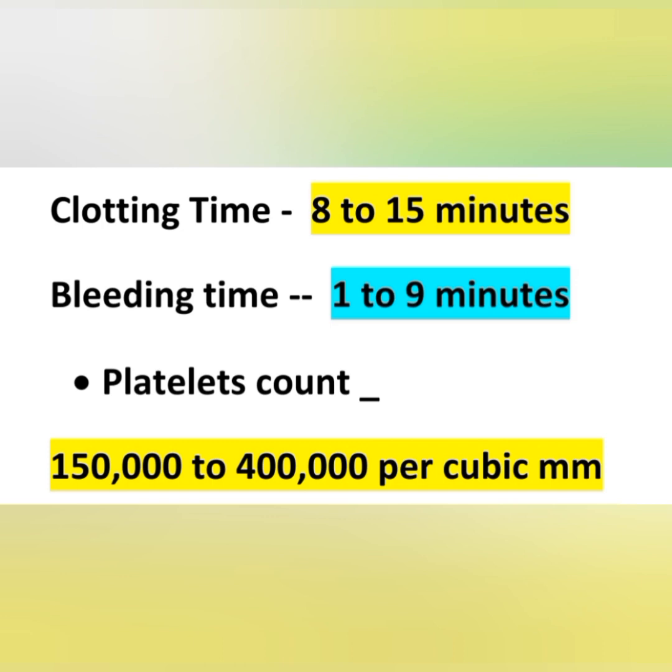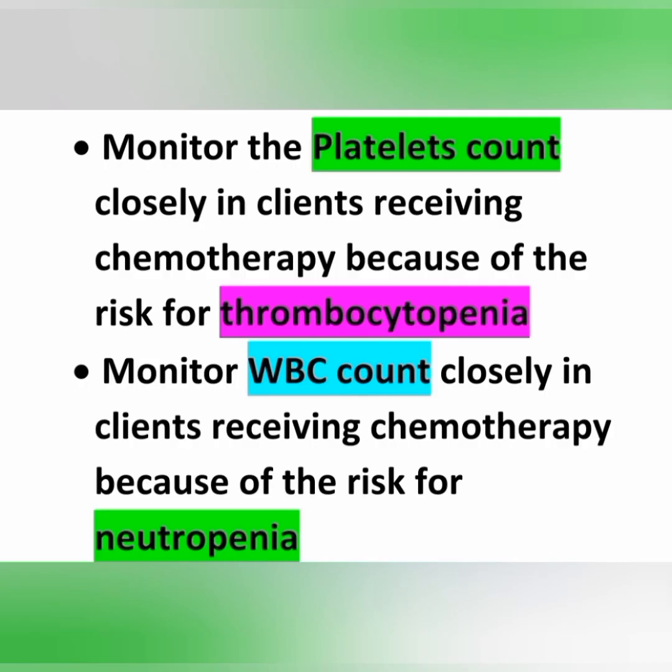And the platelet count, as we already saw, the normal is 1.5 to 4 lakhs per cubic millimeter. And the next point, monitor the platelet count closely in a client receiving chemotherapy because of the risk of thrombocytopenia. Thrombocytopenia means decreased platelet count. So if the client is receiving chemotherapy, we have to closely monitor for thrombocytopenia, and also monitor the WBC count during chemotherapy. There is a chance of neutropenia. So in chemotherapy, we have to monitor for thrombocytopenia and neutropenia.